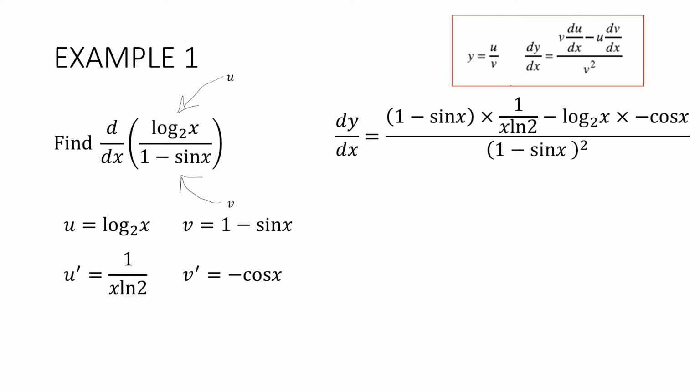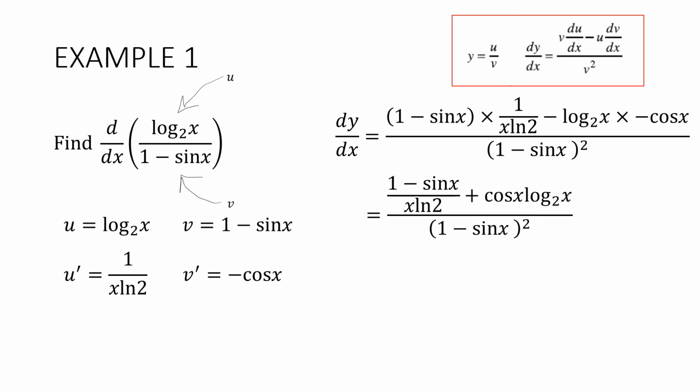Now let's construct the quotient rule. So we want v, make sure you put this in brackets anytime there is more than one term. v multiplied by u dashed, take away u multiplied by v dashed, all over v squared. Don't expand the denominator, just leave it as it is. All right, the numerator is a bit of a mess. We need to sort that out because we've got double-decker fractions at the moment. So just tidying it up a little bit, I've got 1 take away sine x all over x ln 2 plus cos x log base 2 of x.